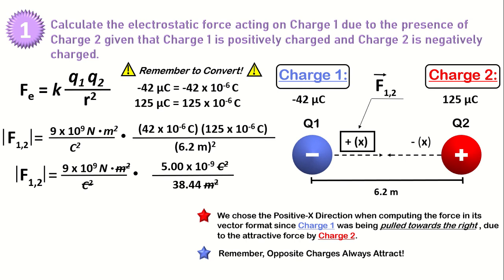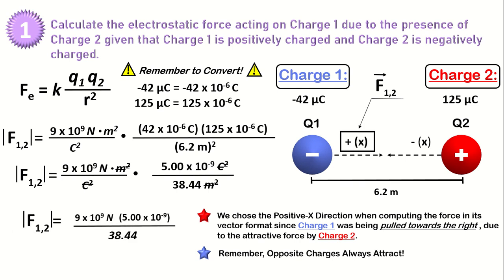Alright, so simplifying this equation a little bit, if we multiply 42 times 10 to the minus 6 coulombs by 125 times 10 to the minus 6 coulombs, we get approximately 5.00 times 10 to the minus 9 coulombs squared. And if we square 6.2 meters, we get 38.44 meters squared. Notice how the meter squared and the coulomb squared cancel out, as they're both in the numerator and denominator of this problem, so they'll just reduce to 1. All we're left with is newton, which is good, because that's what force is measured in. Electrostatic force is measured in newtons. So that's good that we have that unit.